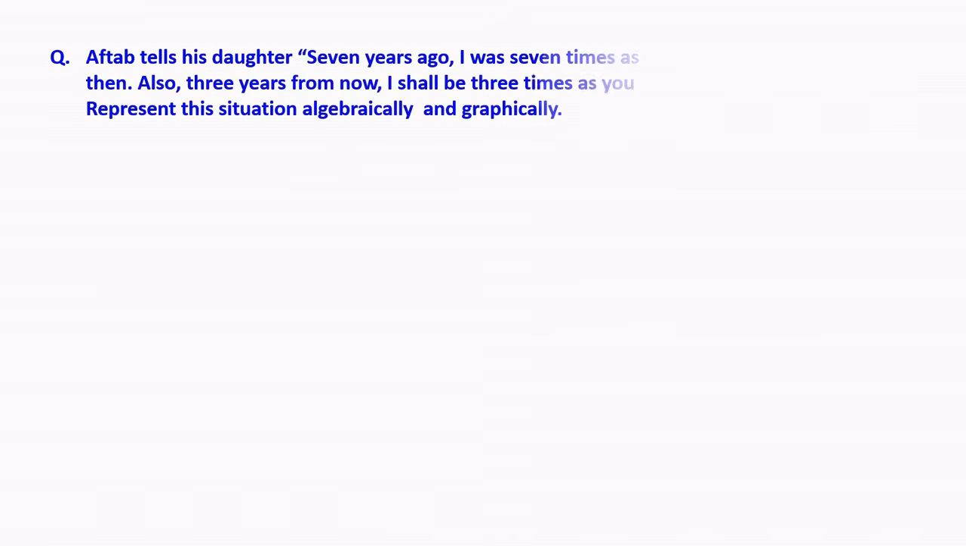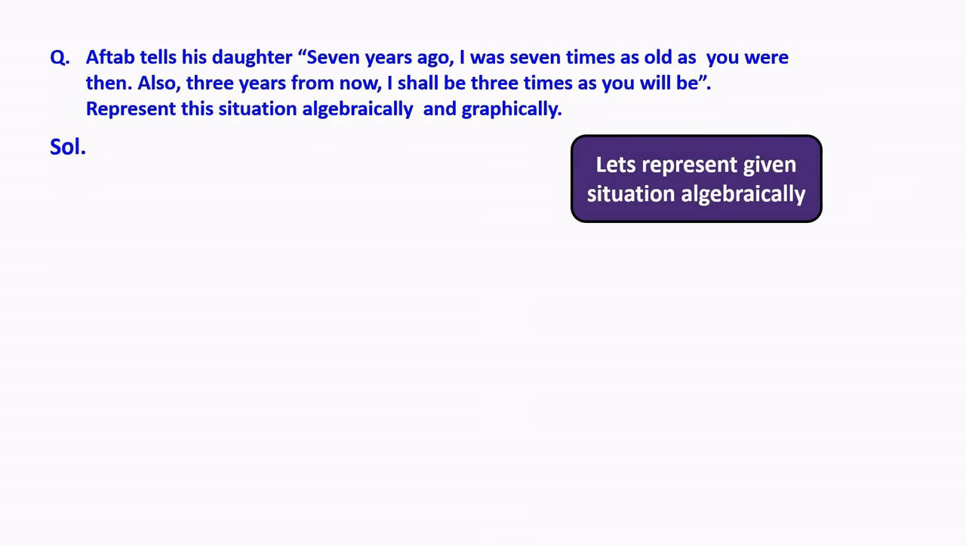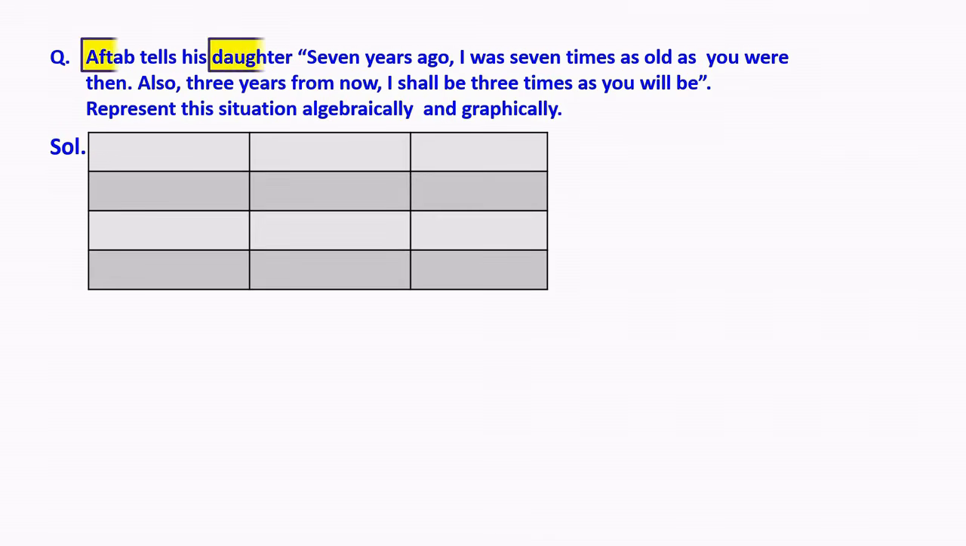Let us read the question carefully. Aftab tells his daughter, 7 years ago, I was 7 times as old as you were then. Also, 3 years from now, I shall be 3 times as old as you will be. We need to represent this situation algebraically and graphically. First, let us assume the present ages. Let Aftab's present age be x years and his daughter's present age be y years.